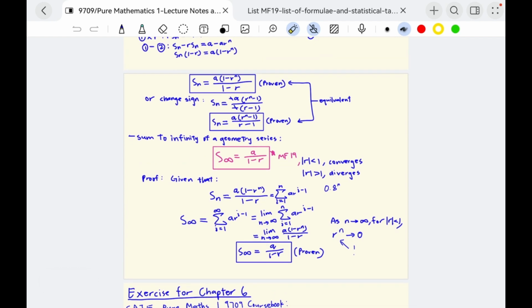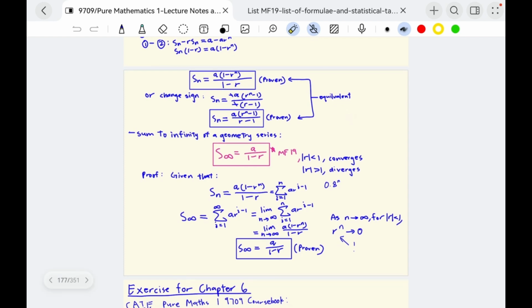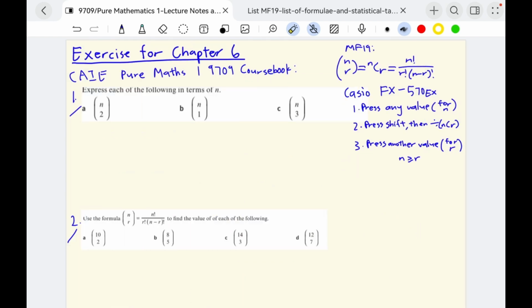Okay, so we have ended this subtopic, as well as this chapter. So let's proceed to the exercises. Well, this is indeed fast. Okay, time for the exercises for chapter 6.